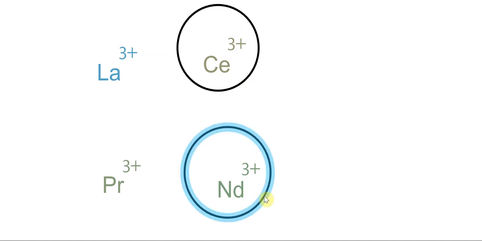The question is, is there a way to estimate exactly how much cerium and how much neodymium there is? In other words, how to identify these two elements that I just marked with a circle. Let's just jump in, shall we?